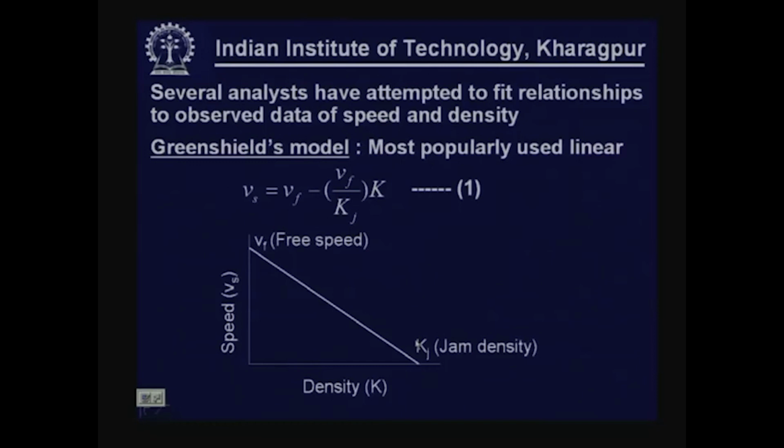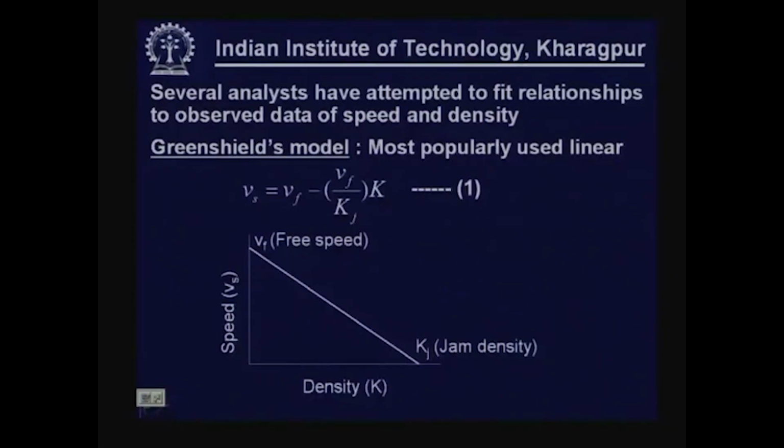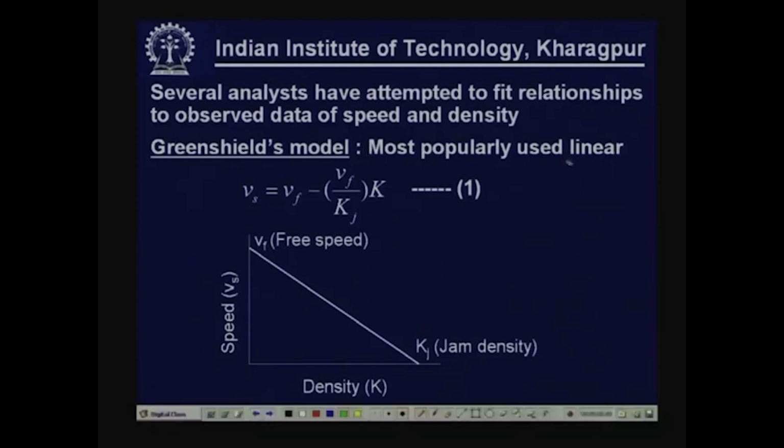Now, several analysts have attempted to fit relationships to observed data of speed and density. It is not only for speed and density, they have tried to observe the relationship between speed and density, speed and flow, and then flow and density. Okay. So, we are trying to show some of the speed density relationships. The most popular one is the linear relationship between the speed and the density, and this is given by Greenshields. So, this is popularly known as the Greenshields model.